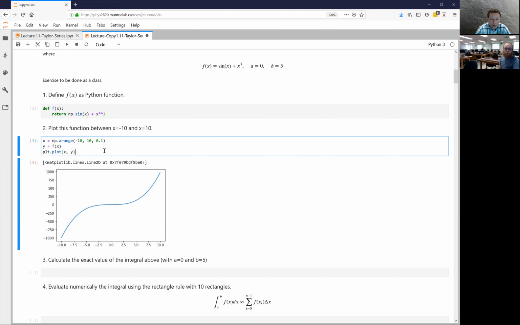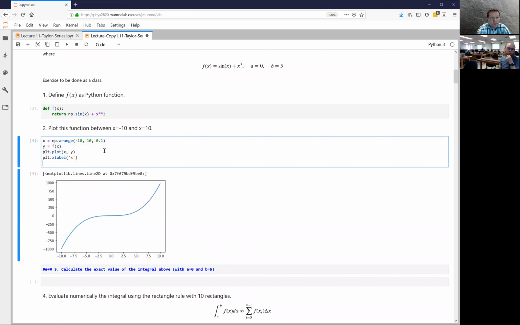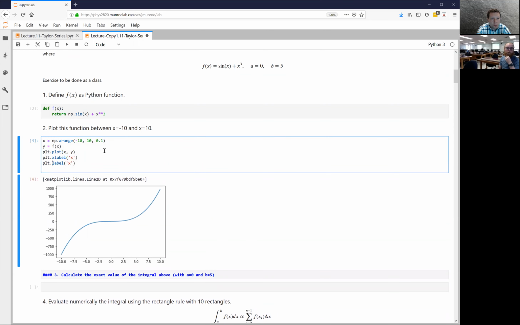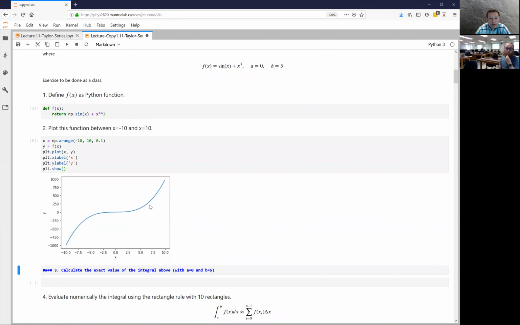When you're making plots, it's always helpful to make them look pretty. So the x label would be x, and the y label would be y, obviously. So that helps a little bit. And to get rid of this text right here, we can end that cell with plt.show. And so we get a function curve. That's what this function is.